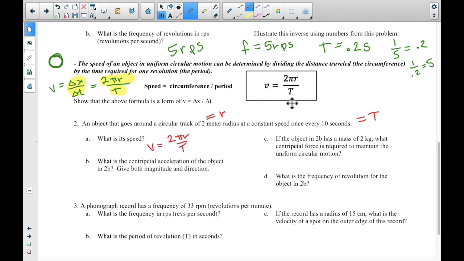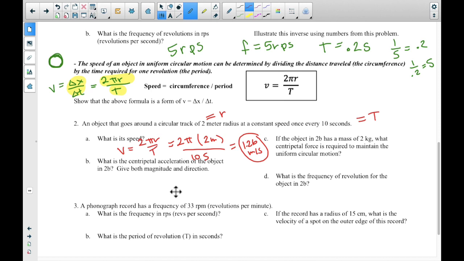So its speed is going to be v equals 2 pi r over T. That's this equation right here. So I can say 2 times pi times the radius, which is 2 meters, all over T, which is 10 seconds. If we look at our units, this is going to come out to meters per second, so that's good. In math class you would leave it as 2 pi, but in this class it'd be better to give it as a decimal. So go ahead and put this into your calculator. Okay, I got 1.26 meters per second.